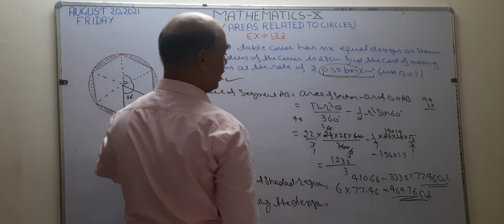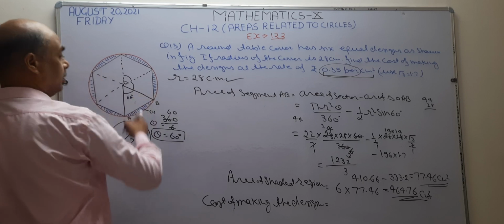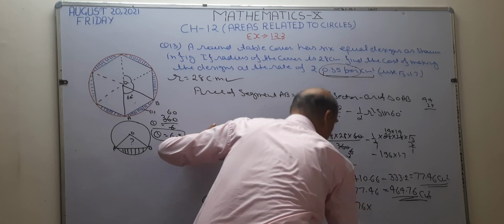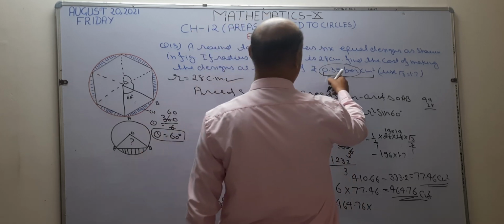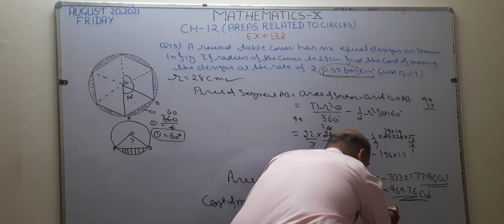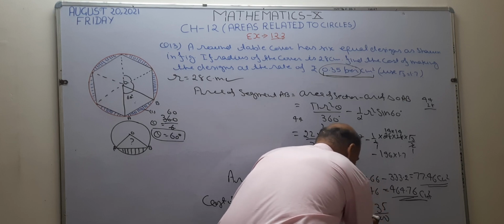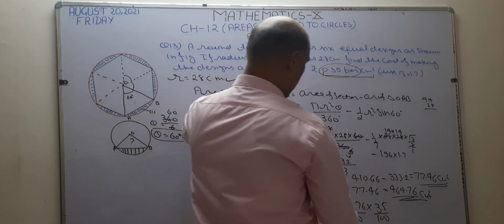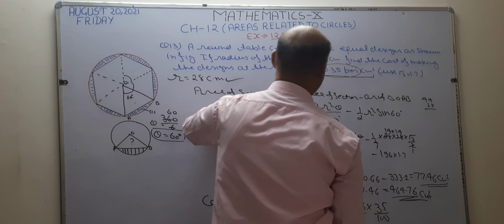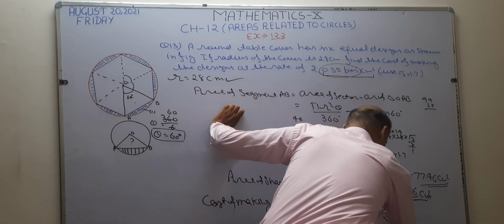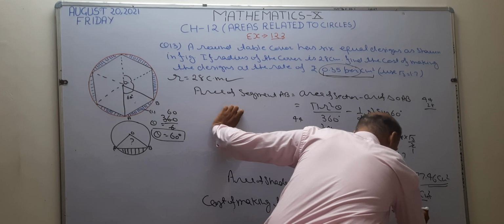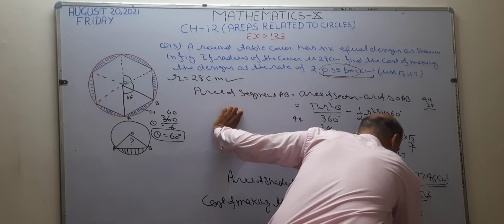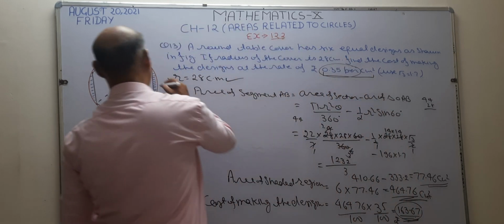Now what is the total area of the design? Total area of the design is 464.76. Now we are going to multiply it by 0.35, which means 35 by 100. Remove this point also and put here 100. And you are going to multiply 464.76 by 35. Then the answer becomes 16367 point. So this one is the cost of making the design.